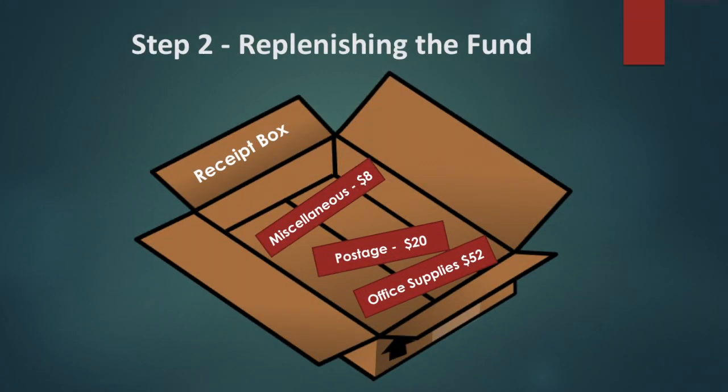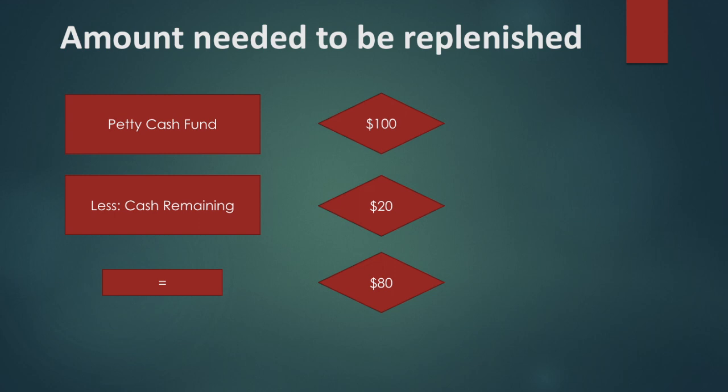It is important to note that the only general entries that are recorded is when the fund is established and replenished. After some transactions are carried out using the fund, the company must replenish the cash fund. For example, the fund started with $100. However, small receipts were paid, including postage, office supplies, and miscellaneous expenses. This reduces the cash amount remaining.